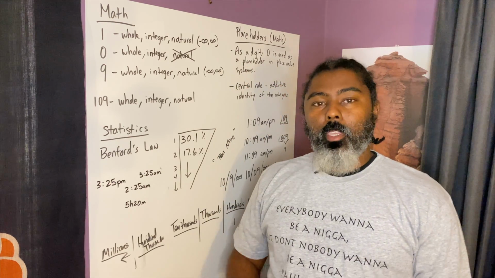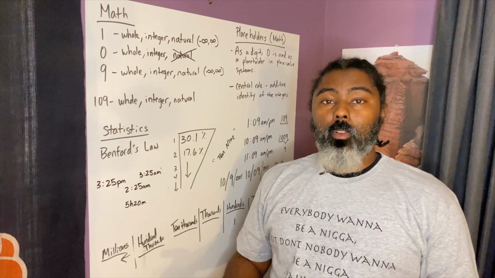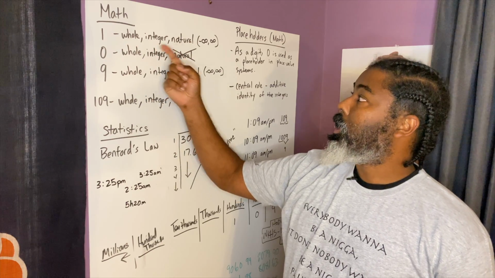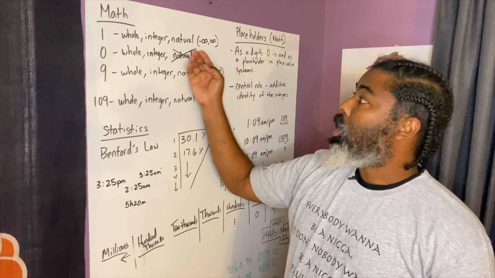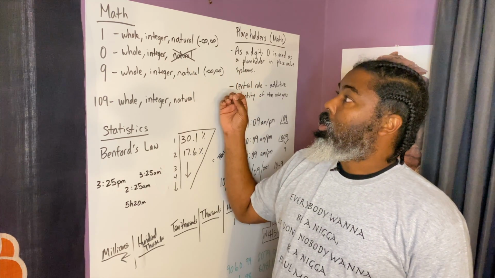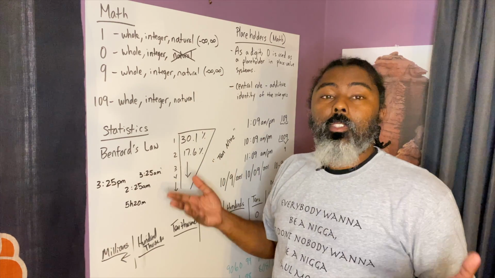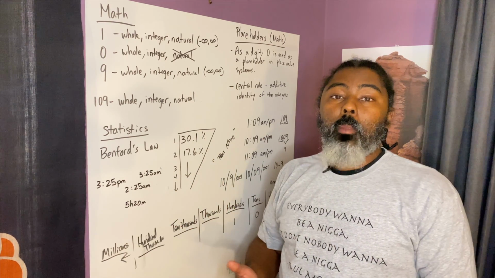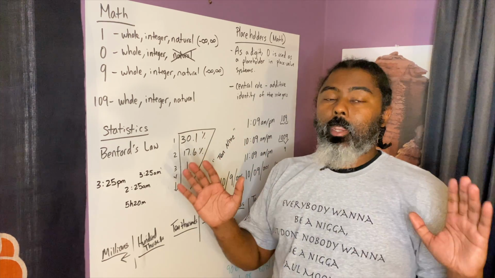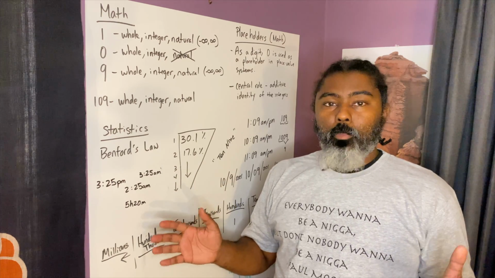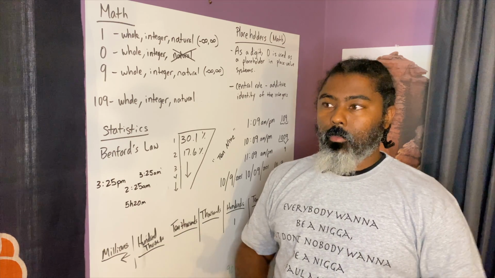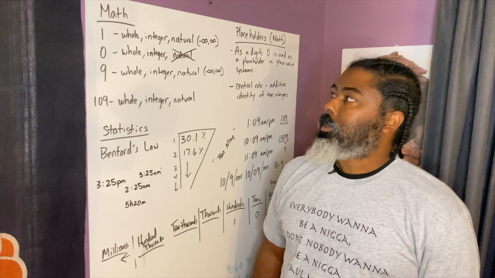Let's talk about math, because these are numbers that we're talking about: 1, 0, and 9. The number 1 is a whole number, an integer, a natural number. All of these definitions define what the number 1 means in math. For the mathematicians, I'm not a math expert, but I had to look into the math to get an understanding of what was happening to me, basically.